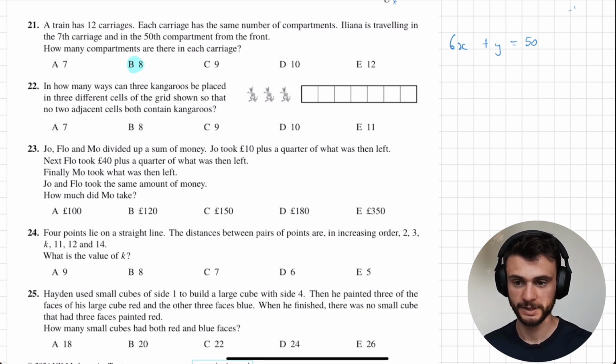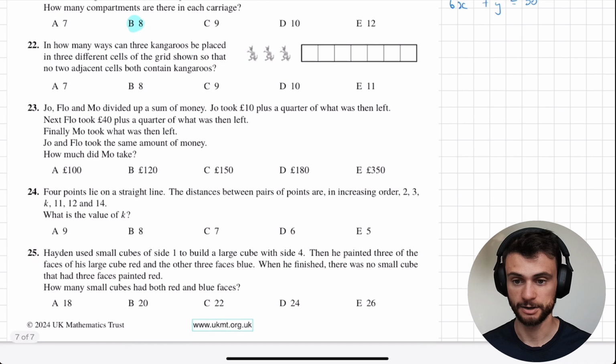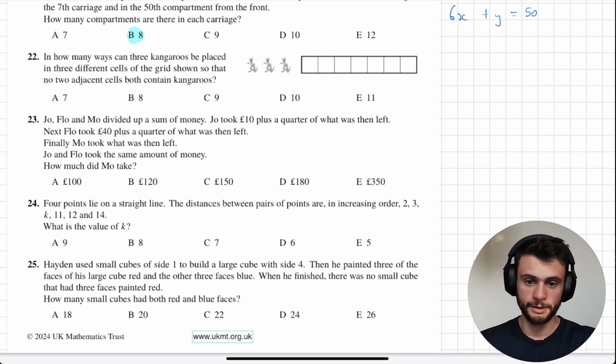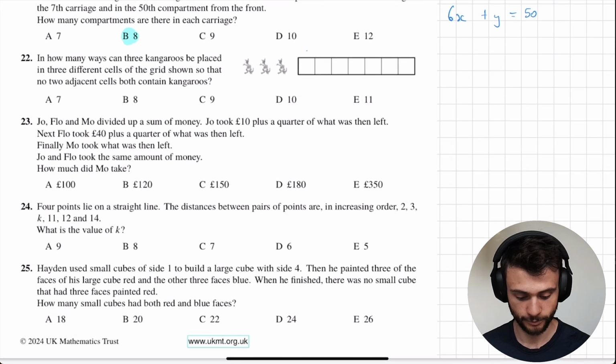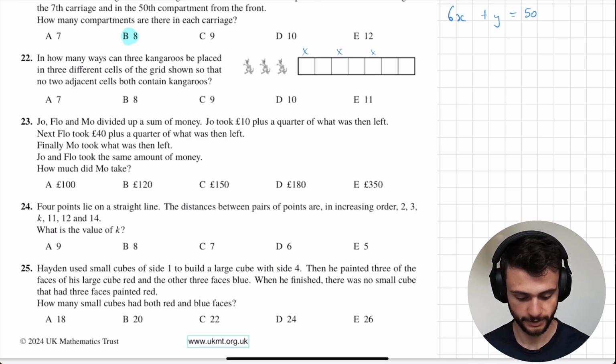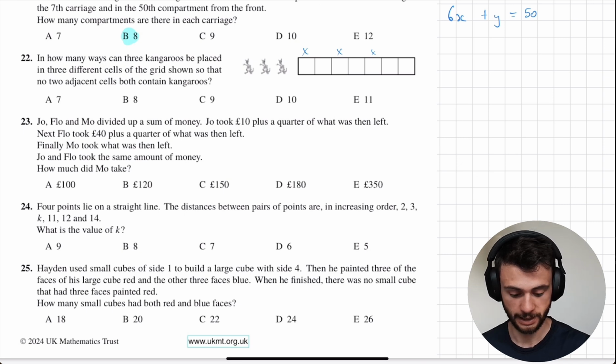Okay, question 22. In how many different ways can 3 kangaroos be placed in 3 different cells of the grid shown so that no 2 adjacent cells both contain kangaroos? So I think the best approach for this question is just counting them up. To start with one arrangement, let's just call them here, here, and here. That's one option, and then we can just move that each option one by one.